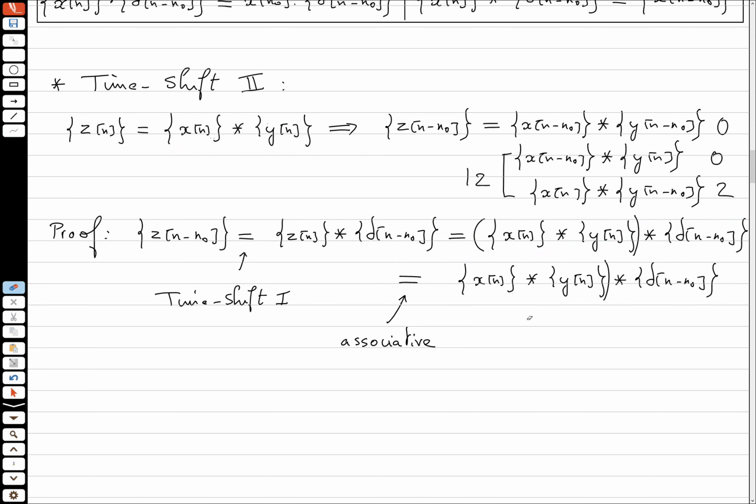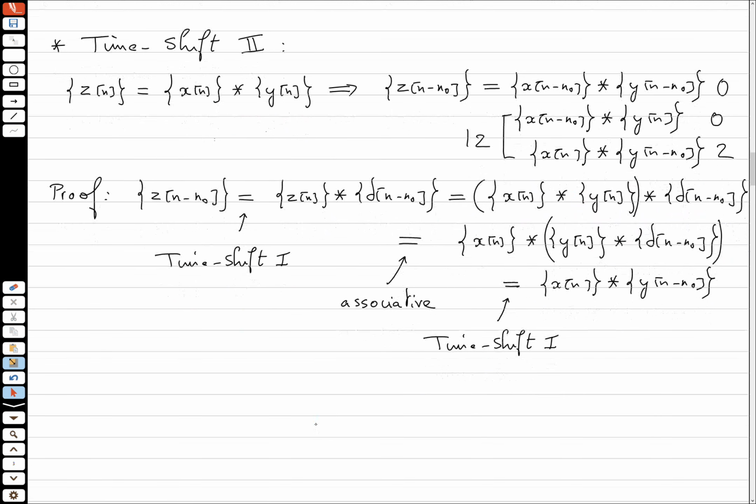So you get this. And then what property? Time shift 1 again. Time shift 1 for this one. So you get x of n. You actually get the second one. So the second one is actually valid. But if the second one is valid, there's a high chance that the first one is valid also. So how to prove that?